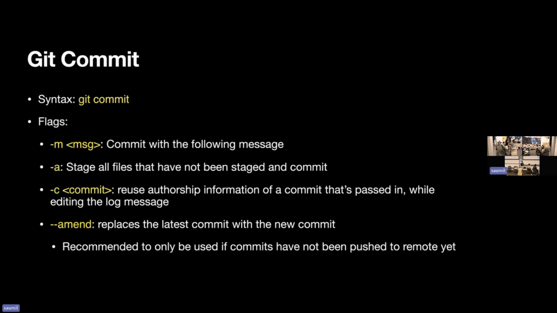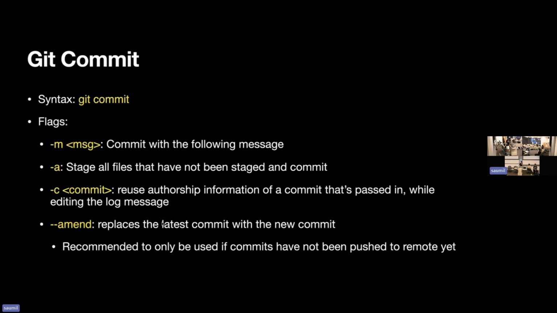So the syntax for git commit is quite simple. It's literally just git commit. But the most important thing, adding the message, almost always you'll have a -m flag followed by whatever message you have. You can also add other flags like -a, which stages all files that haven't been staged in commits. You can also use -c and refer to a previous commit. So over here, you'll be putting in the hash of whatever commit you want to refer to. That allows you to reuse the authorship information of a commit that's passed in while editing the log message as well.